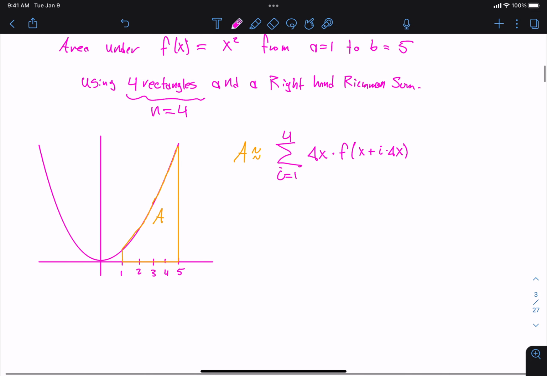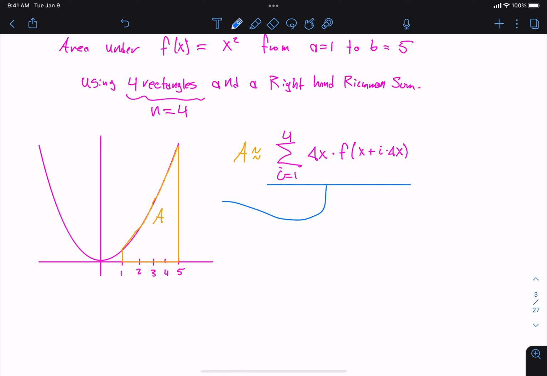Okay, and let me draw what that thing represents. Maybe I'll use blue to detail what this actually is on this picture. So it's a right-hand Riemann sum. The first height that we choose is f of x. Oh, sorry, this should not be x. This should be a. Sorry about that. We need a here: a plus i times delta x. So the first point which we're going to use will be, when i is 1, a plus delta x.